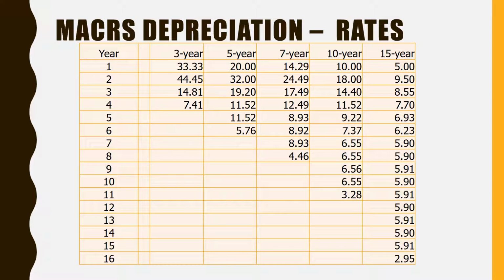You don't look at it and say, well, 33.33 must really be 33.3333 and use more threes. You use exactly the numbers. And these are all really percentages. So that first year on 3-year property, you take 33.33%.